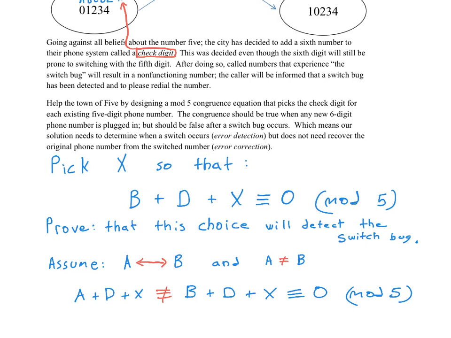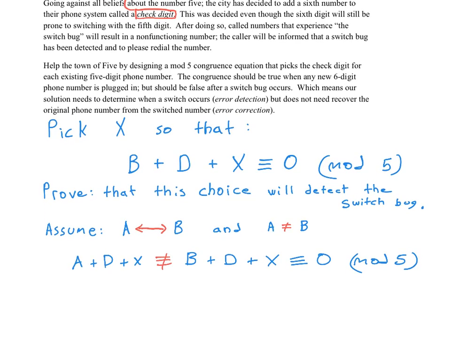And of course, there are some other symmetric scenarios, like you could switch with the D or switch with the X, but we don't need to test every single symmetric scenario. So therefore, we've detected the switch bug.